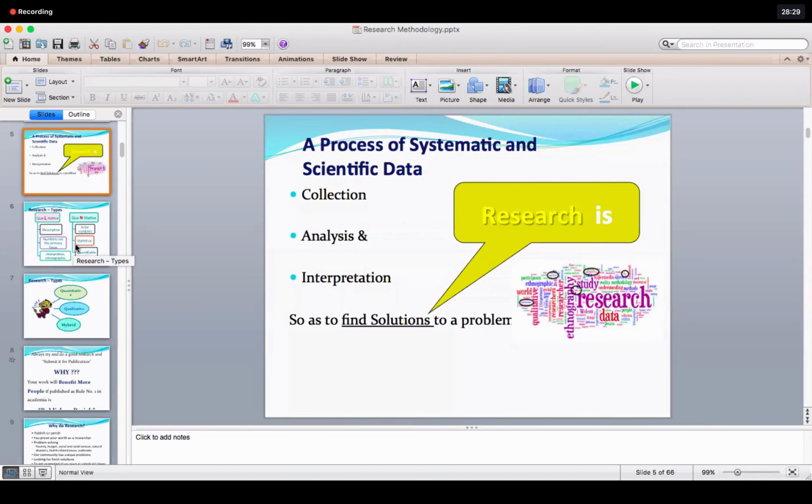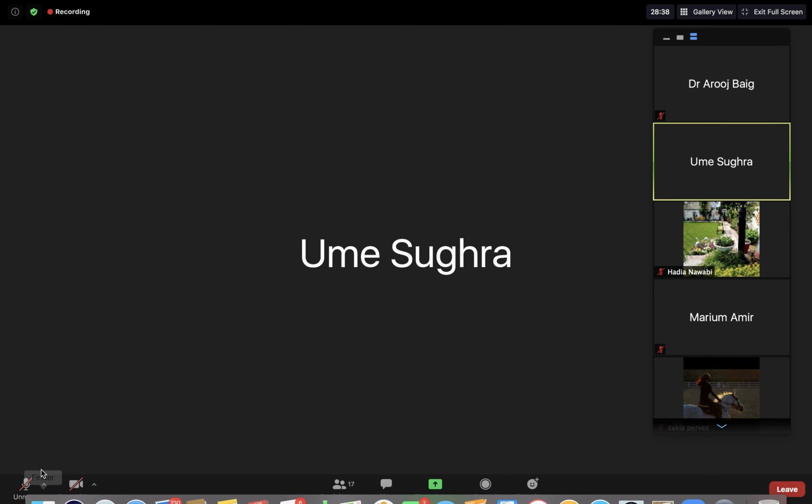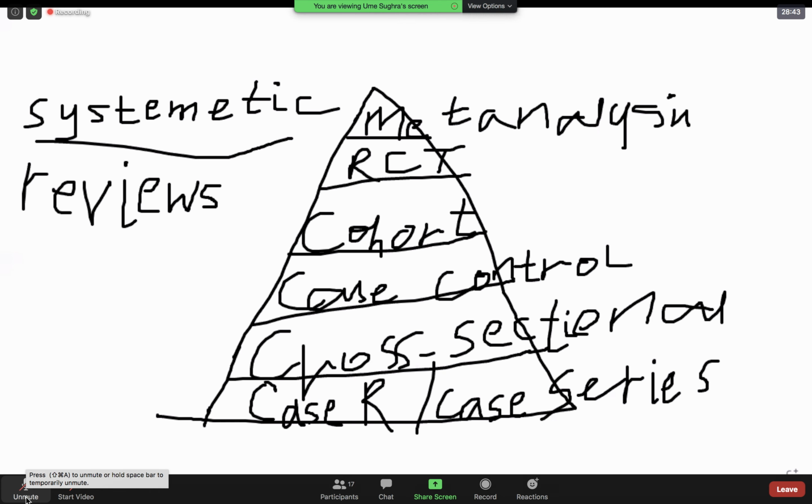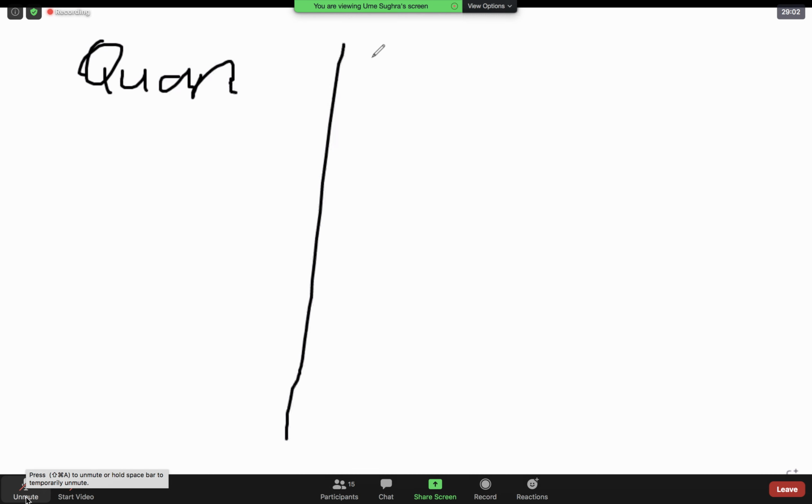Now, what do you think the different types of research are? Any idea? Quantitative, qualitative. Very good. Quantitative. What else? I'm just writing it this way. Qualitative. Very good. Any other?